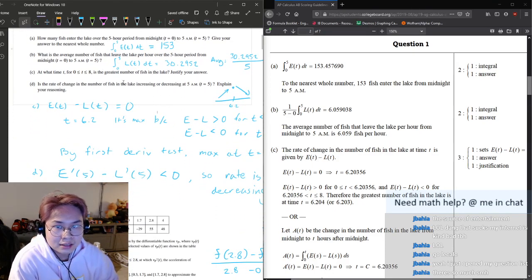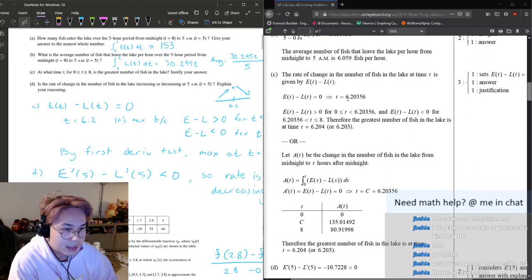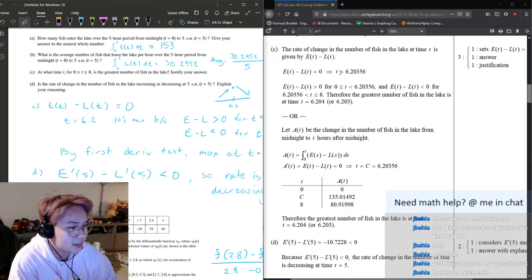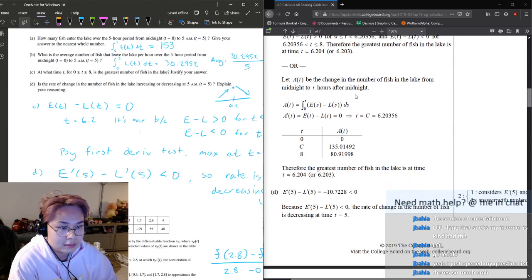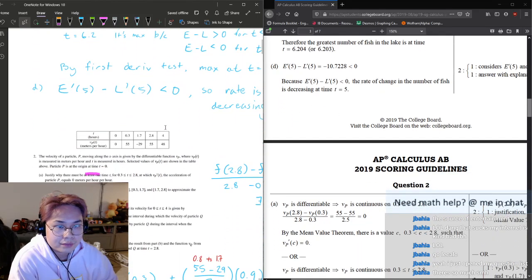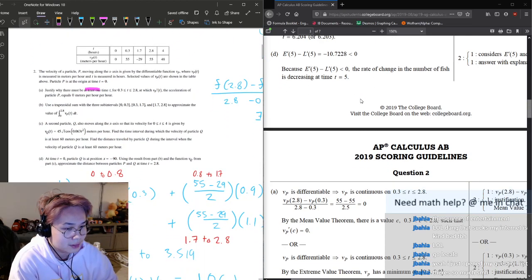And then C, when is the greatest number of fish greatest? 6.2 seconds, right here. Let's see, 6.2 seconds, that looks good, nice. And then D, E prime at 5 minus L prime at 5 is negative, so the rate is decreasing. And then they say the exact same thing here, so that's good. Oh, nice. Perfect score for the first question.